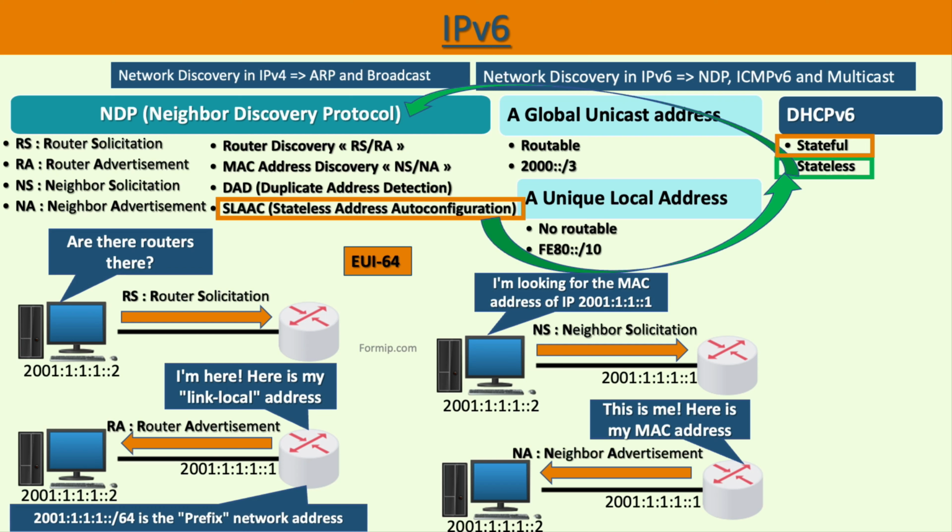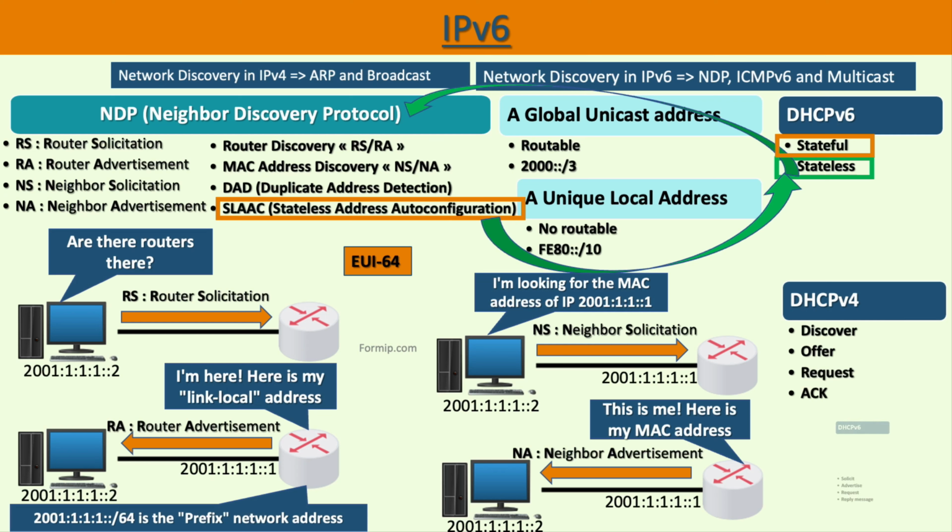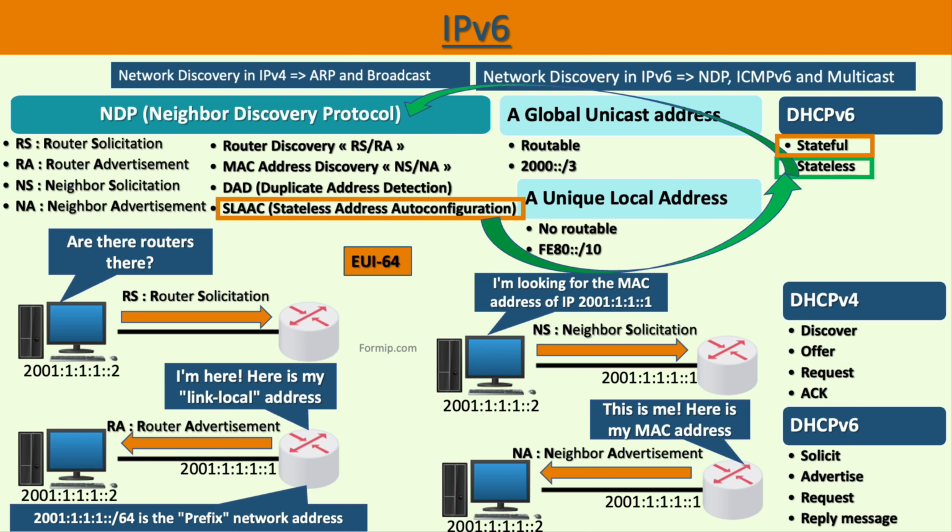The DHCPv6 stateful works similarly to version 4. We still use it to give addresses, default gateways, DNS servers, and a few other options to customers. But one of the main differences is in the messages that are used. In IPv4, DHCP uses the messages discover, offer, request, and ACK. And in IPv6, it uses messages: solicit, advertise, request, and reply.